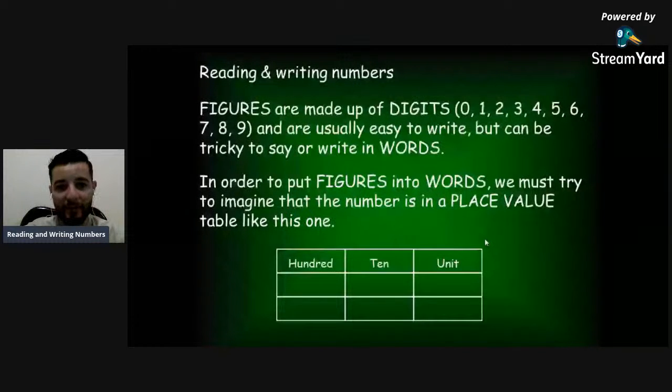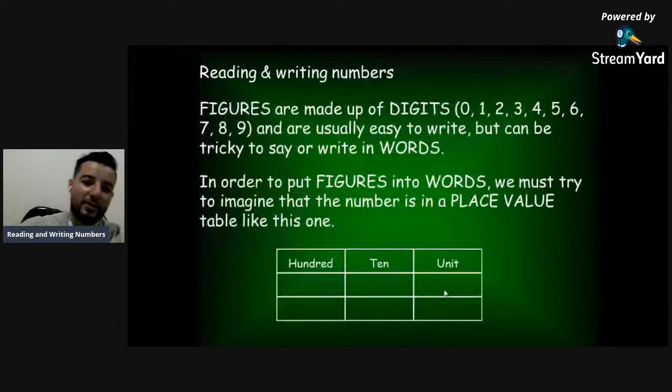Figures are made up of digits like 0 to 9, and are usually easy to write, but can be tricky to say or write in words. In order to put the figures into words, we must imagine that the number is in a place value table like this one. As you can see, we have the hundreds, the tens, and the units.